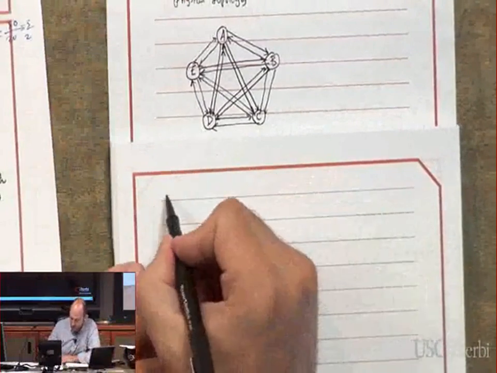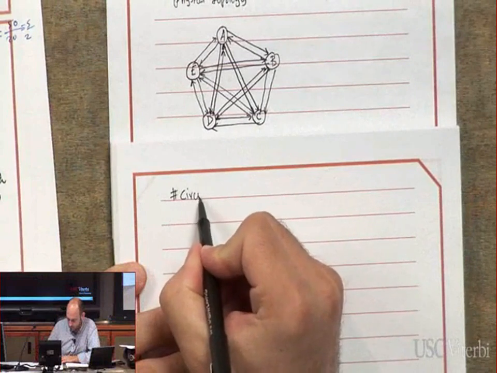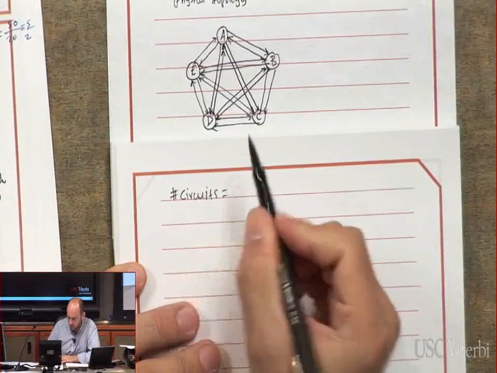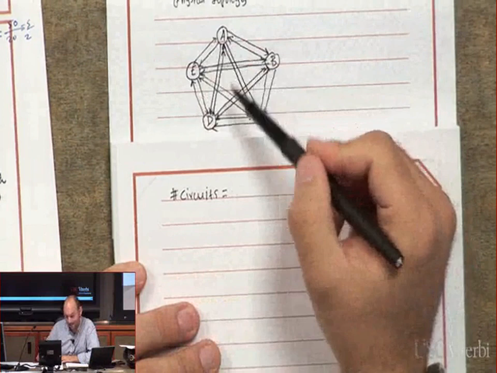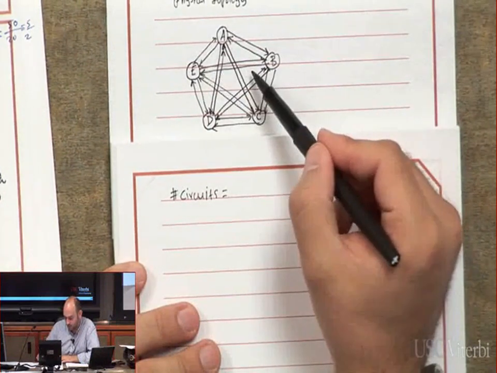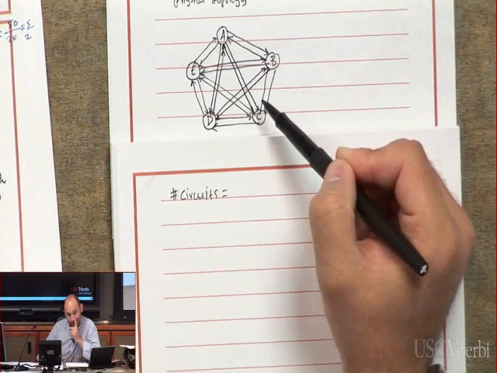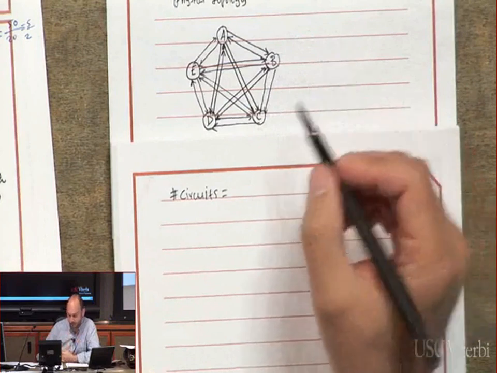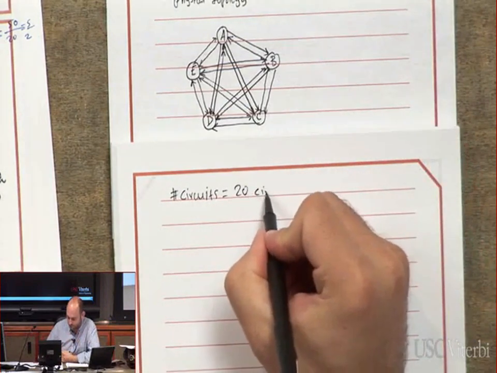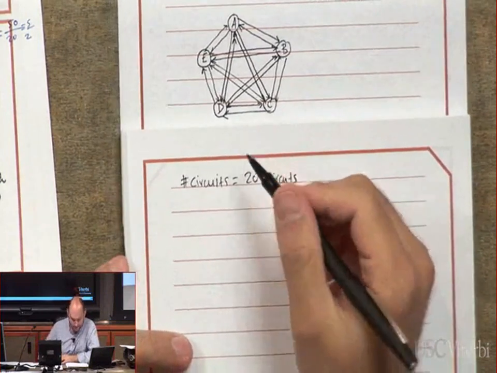Okay, so now we have the total number of circuits here equals what? We have 10 plus 1, 2, 3, 4, 5. 5 times 2 is 10. 10 plus 10 is 20. Okay, so we have 20 circuits. That was given, but just to verify.